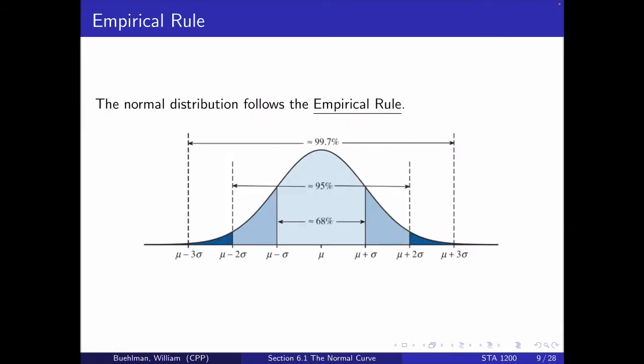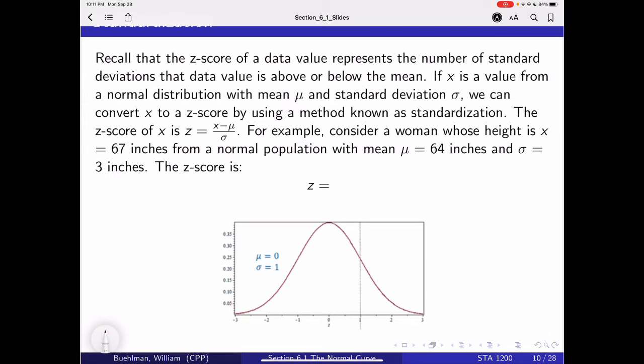So the empirical rule, which we learned before, the normal distribution follows that empirical rule. Recall that the z-score of a data value represents the number of standard deviations that the data value is above or below the mean. If x is a value from a normal distribution with mean mu and standard deviation sigma, we can convert x to a z-score by using a method known as standardization. The z-score of x is z equals x minus mu divided by sigma.